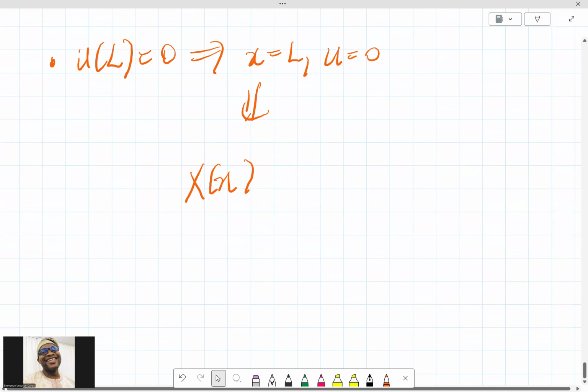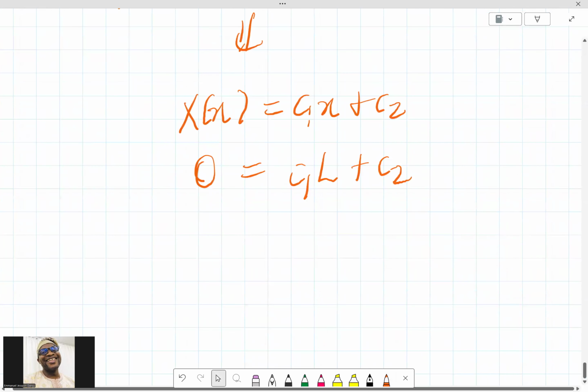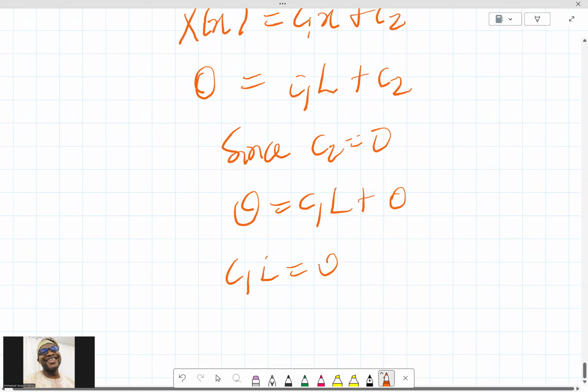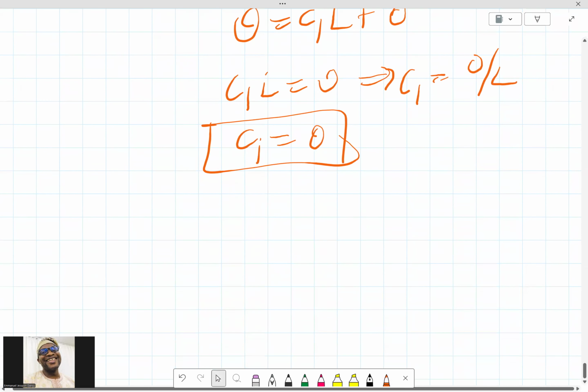All right. So here now we have X of x equals C1x plus C2. So that means this is 0 when x is L. So we have C1L plus C2. Since we already know C2 is equal to 0 from here, we have 0 equals C1L plus 0. So basically C1L is 0, and this implies that C1 is equal to 0 over L, which is 0. So C1 and C2 are both 0.